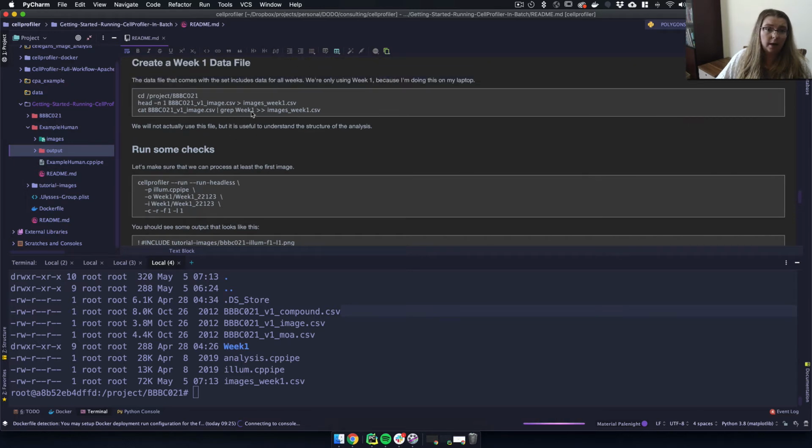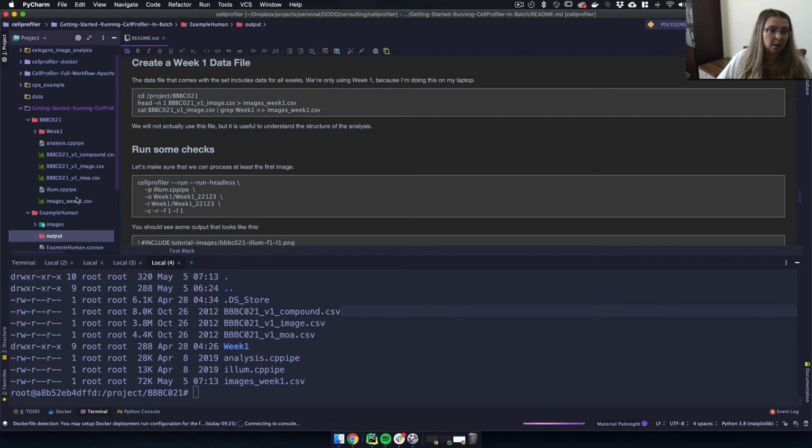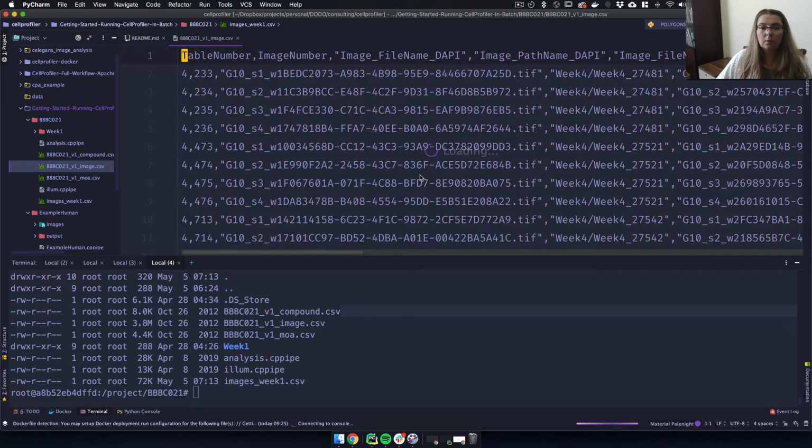So now that we have that, one of the things that is provided here is this data file. I think that's what CellProfiler calls it. Yeah. So is this one?